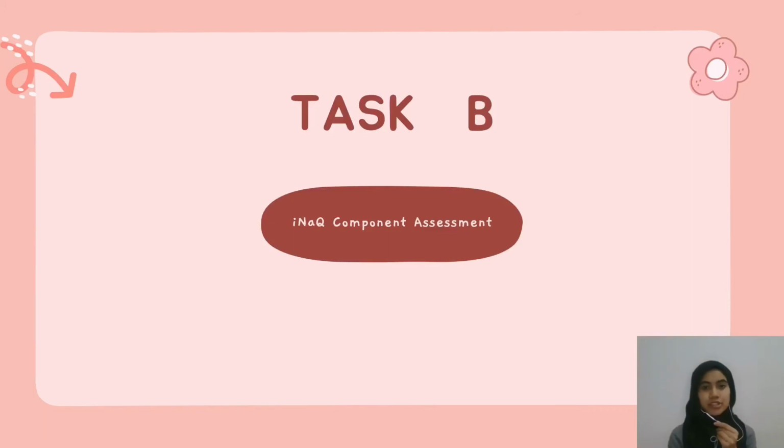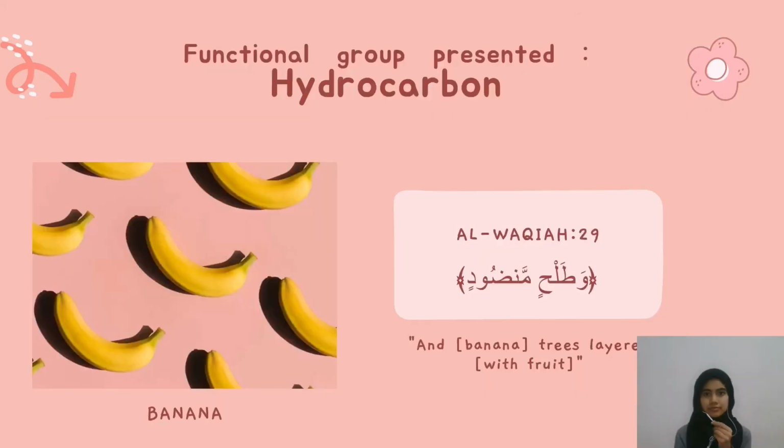Next, moving on to Task B. The plant that we have chosen for Task B is banana. The functional group is hydrocarbon. One of the Quranic verses related to banana is Surah Al-Waqi'ah verse 29: "And banana trees layered with fruit."